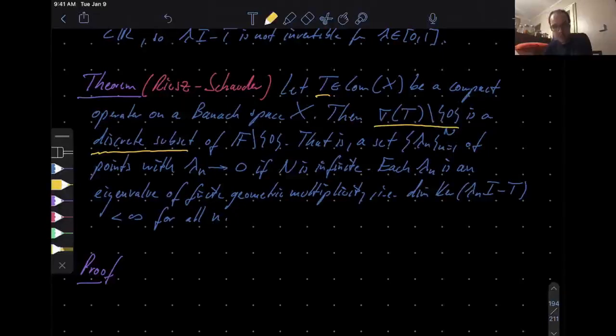Each lambda n, moreover, and that's now important, is an eigenvalue of finite geometric multiplicity. So the geometric multiplicity is defined here precisely as in linear algebra, the dimension of the eigenspace, so of the kernel of lambda n I minus T is finite for all n. Right? So that's a remarkable theorem.